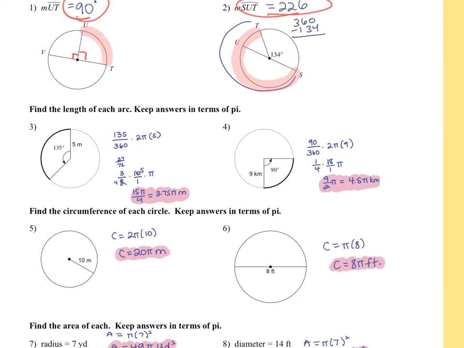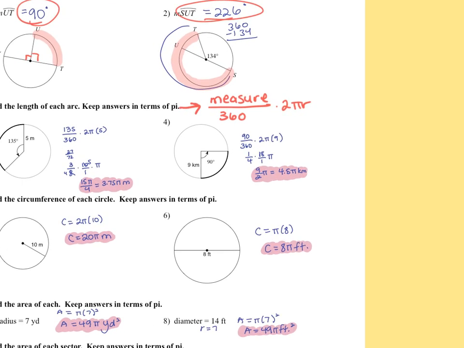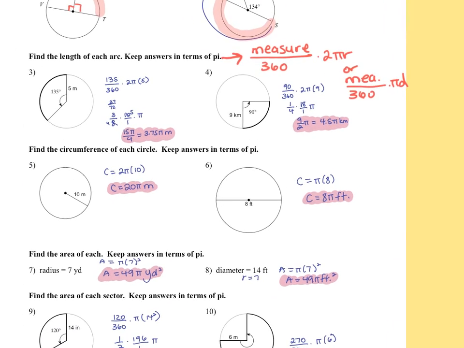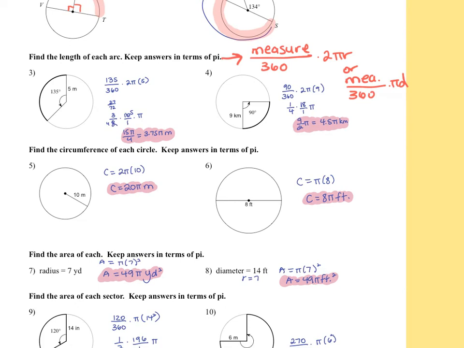Then came arc length, right? So this is one of the equations you had to know. The measure of the arc over 360 times 2 pi r, or the measure of the arc over 360 times pi times diameter, if they gave you diameter. So number 3 should have been 15 pi over 4, or 3.75 pi. Number 4 should have been 9 over 2 pi, or 4.5 pi.